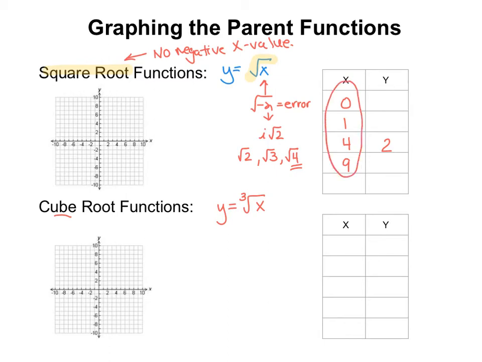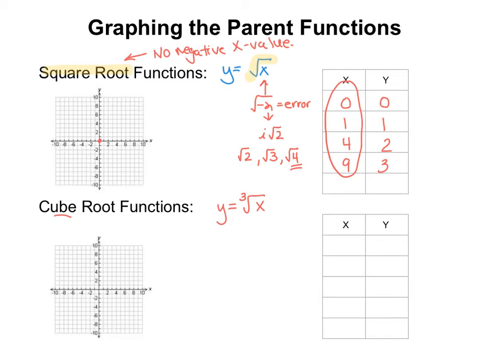These are all perfect squares: 1, 4, and 9. The square root of 9 is equal to 3. The square root of 1 is equal to 1, and the square root of 0 is equal to 0. So that's what my y values are there. Now look what happens when I graph this.